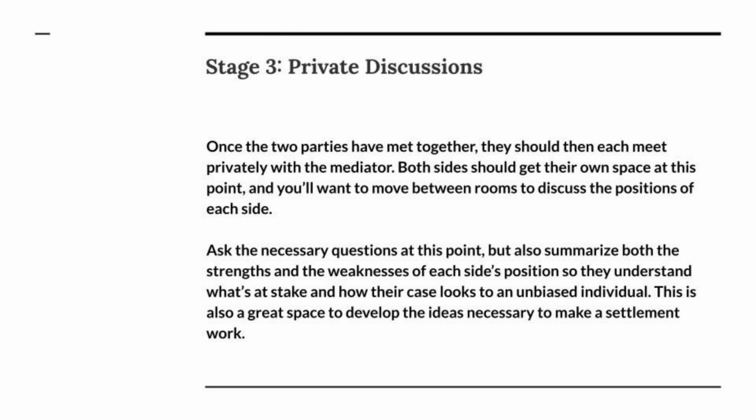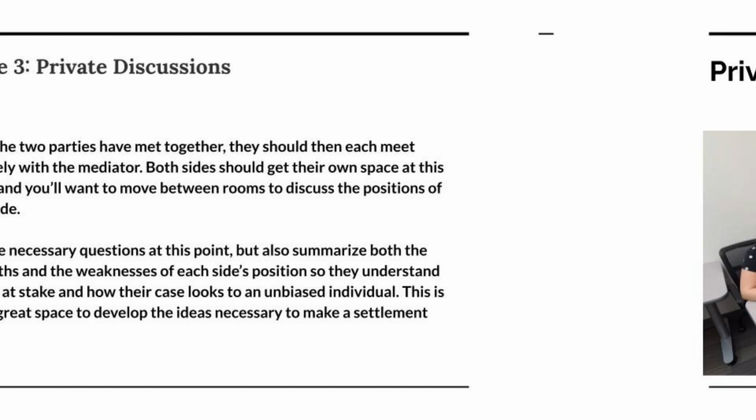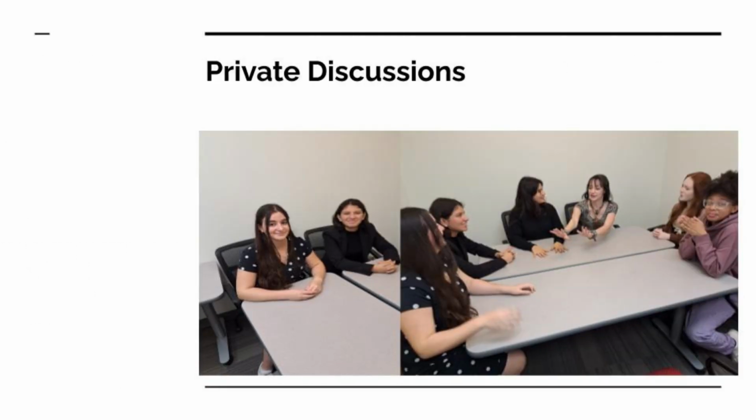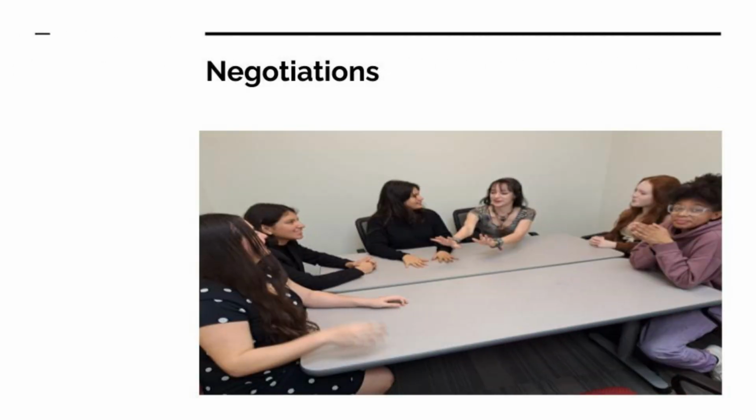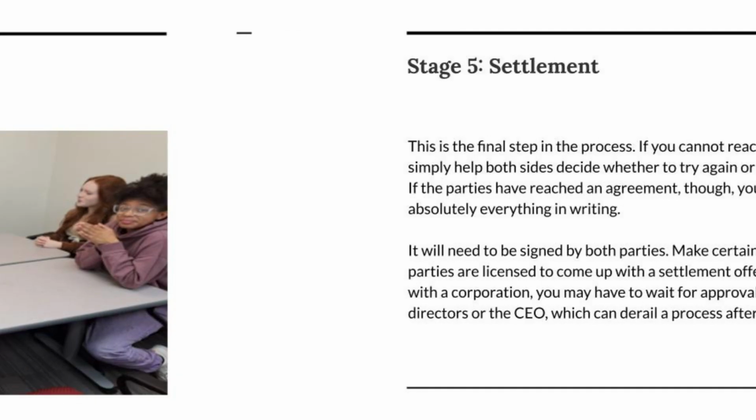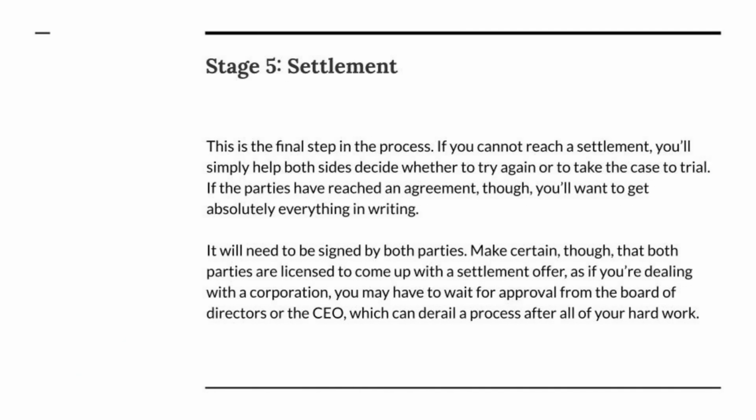Private discussions. Stage 3, private discussions. Once the two parties have met together, they should then each meet privately with the mediator. Both sides should get their own space at this point, and you'll want to move between rooms to discuss the positions of each side. Ask the necessary questions at this point, but also summarize both the strengths and the weaknesses of each side's position so they understand what's at stake and how their case looks to an unbiased individual. This is also a great space to develop the ideas necessary to make a settlement work.